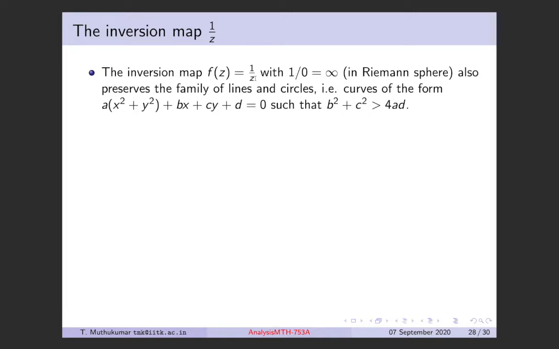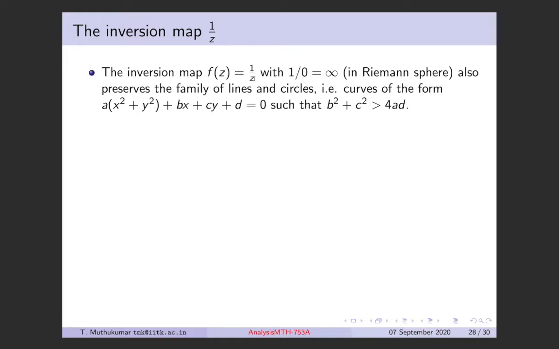Okay, the way you can see that is that 1 over z can be seen as z bar over mod z square. Okay, so z over mod z square is basically the reflection on the unit circle, and z bar is the reflection along the real axis.